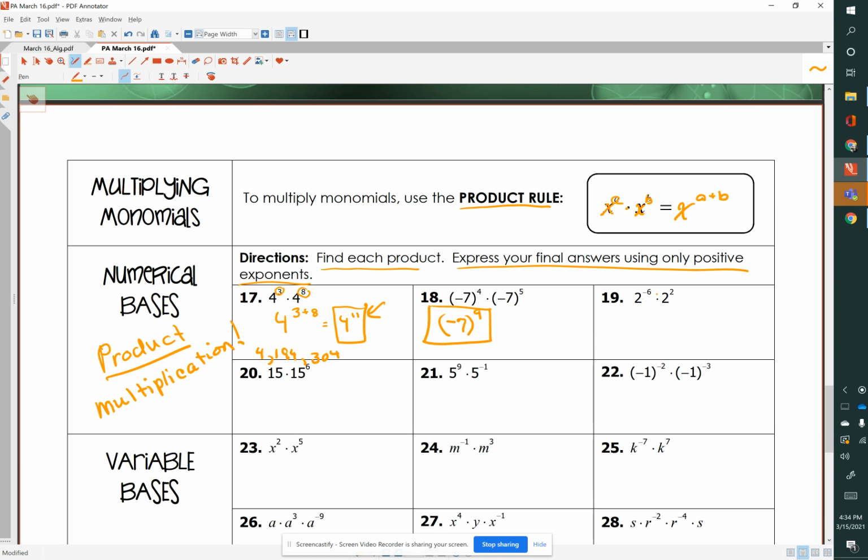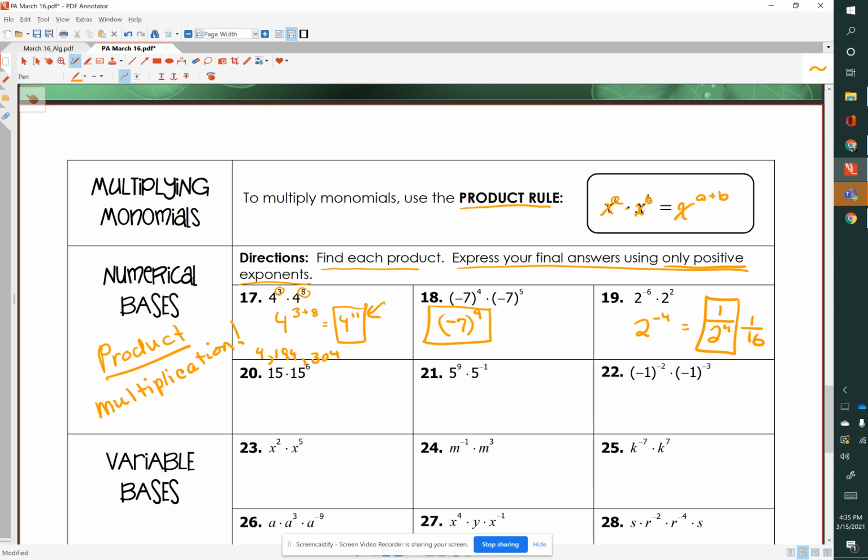2 to the negative 6 times 2 to the second power will be 2 to the negative fourth power. Negative 6 plus 2 is negative 4. We are asked to use only positive exponents using our quotient rule. That would be 1 over 2 to the 4th, or we could call that 1/16.